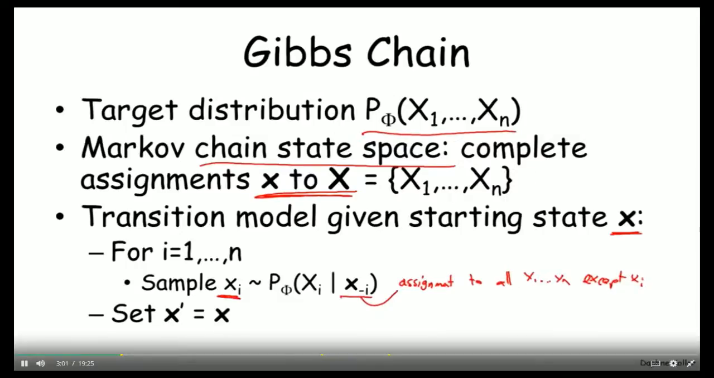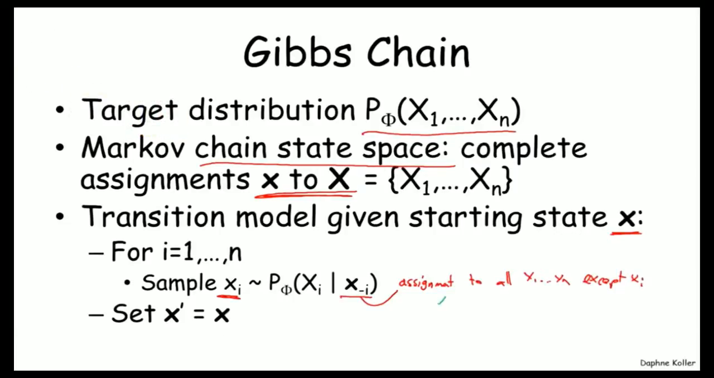Okay, so let me draw that out in order to make that clear. So here's my current assignment. Let's say here's x1, x2, x3, and let's say that we have 0, 0, 0 as my initial assignment. So I'm going to start by sampling x1 from the probability of x1 given x2 equals 0 and x3 equals 0. And let's say I end up with 1.